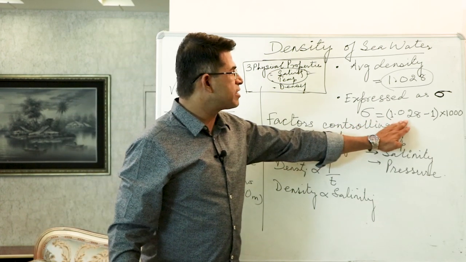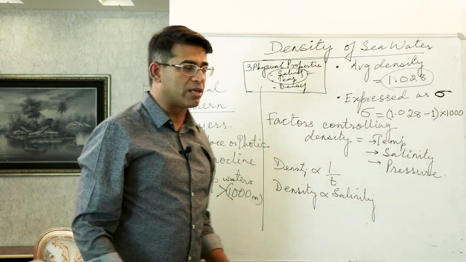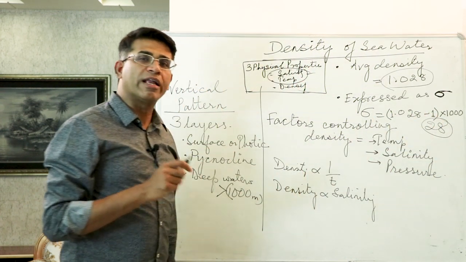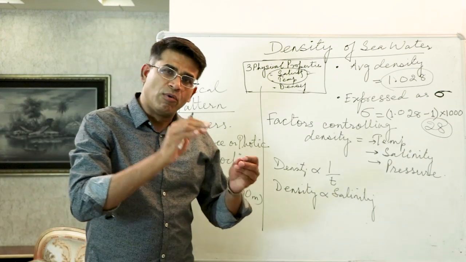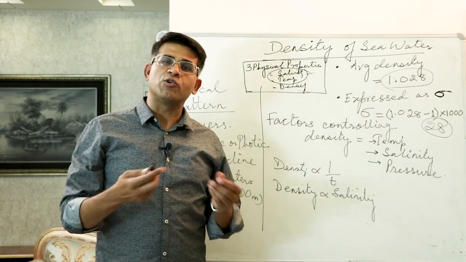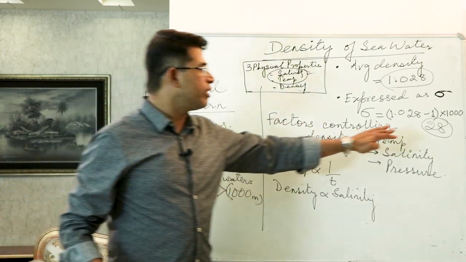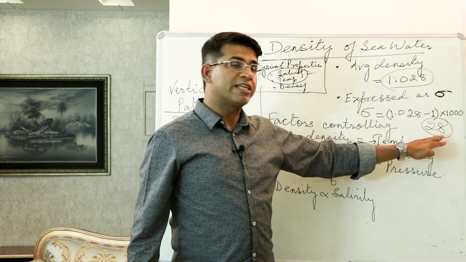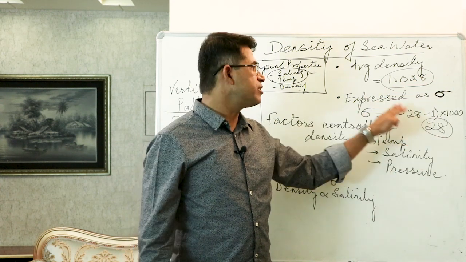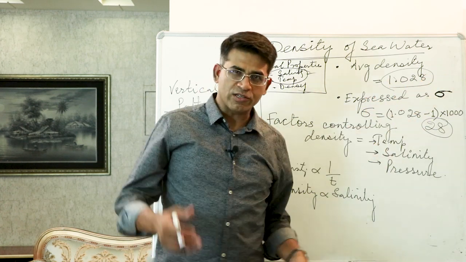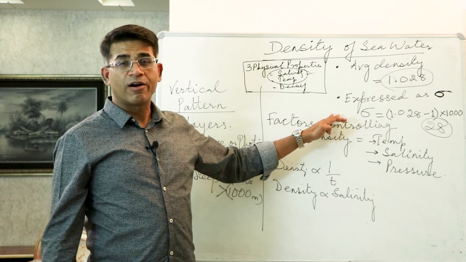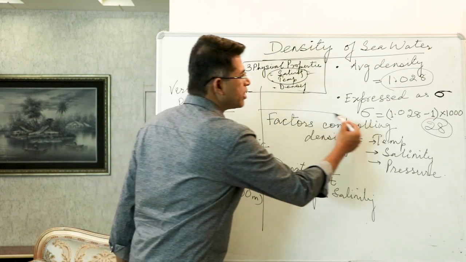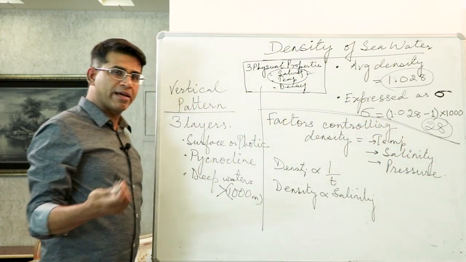So when we subtract 1 and multiply by 1000, we get a number like 28. And this is called the sigma value. So it more or less represents the density of the oceans. Imagine the sigma value is 23. The density is 1.023. If sigma is 29, the density is 1.029. So the sigma value is just a convenient way of expressing the density of the ocean waters. So this you can express in a paragraph.